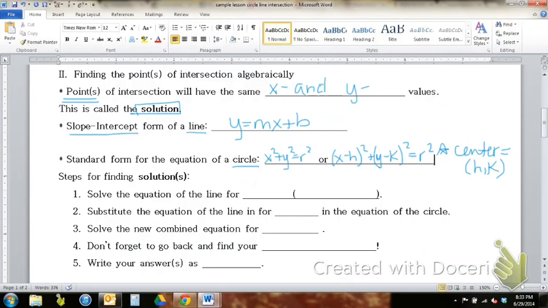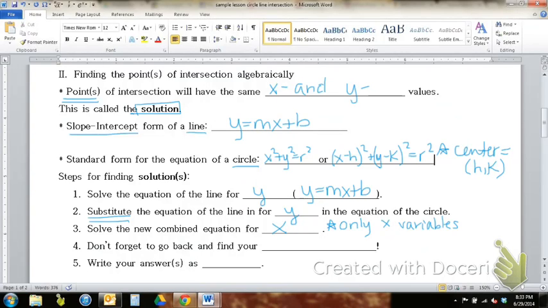Okay, so how do we actually find the solution? Well, it's a lot easier if you solve the equation of the line for the y. So you make it look like y equals mx plus b. How come that's easier? Well, because then you can use substitution. Remember that from system of equations with lines? We're going to do that again here. So I'm going to substitute the whole equation of the line in place of the y value into the equation of the circle. Now, at this point, I'm going to solve the new combined equation for x, because I should only have the x variables left.